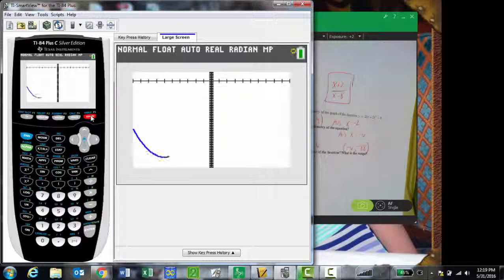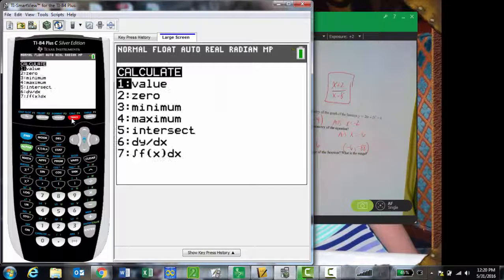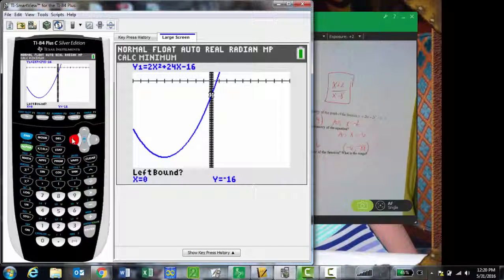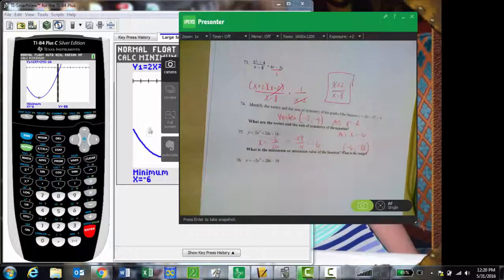Now let's see if I can see it. There it is. So I'm going to go second calc min, left, right, enter. Negative 6, negative 88. That's just confirming what I just found algebraically.